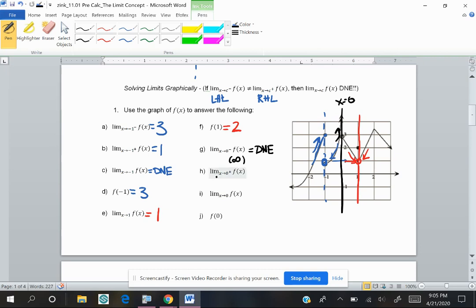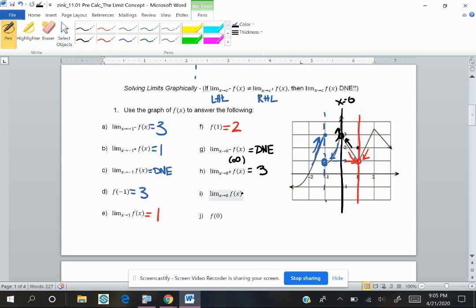And for H, we're talking about x approaches 0 from the right side. So now go close to the black line. What's right next to it is this graph right here. If we approach from the right side, we're getting closer and closer to a y value of 3. We're just going to say that it meets at that line.